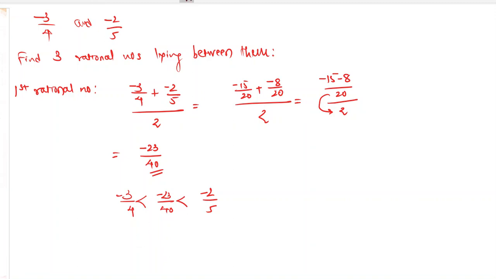Now we need to find three rational numbers between these two. We just found one. So what we'll do is, we'll take the first rational number, we'll take the second rational number and again apply the same method, that is add them and divide them by 2. Then we will take the second rational number, the middle one, and the third rational number, add them and divide by 2. So we get one more rational number between them. So we get 1, 2 and 3 rational numbers between these two. This is the plan. Can we do it? Okay, let's do this.